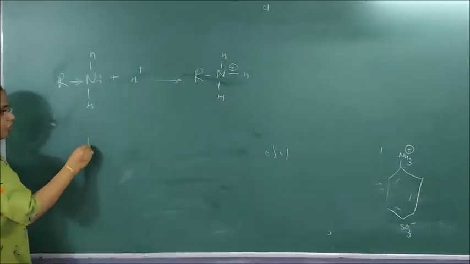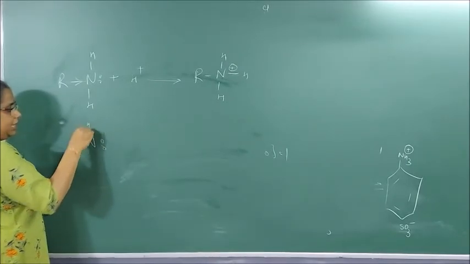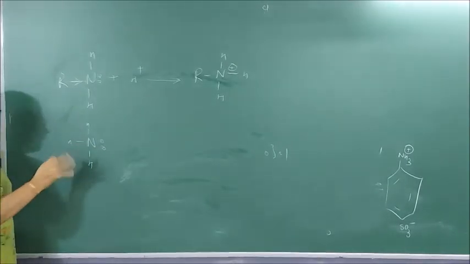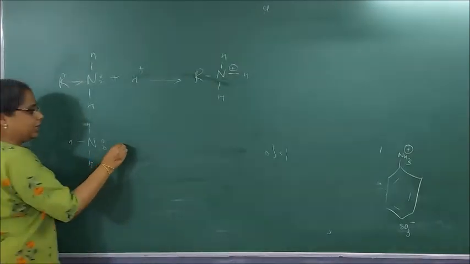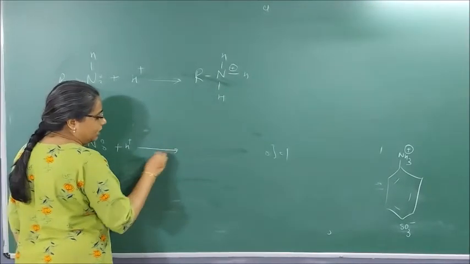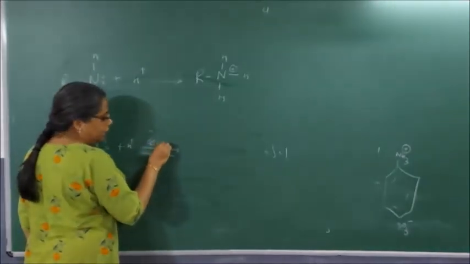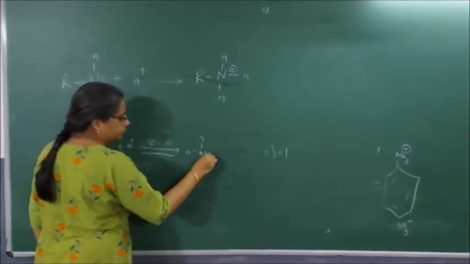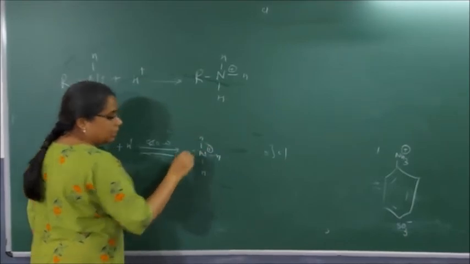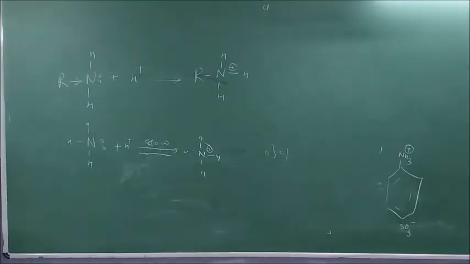But in case of ammonia, which is NH3, there is no alkyl group or there is no electron releasing group. So when it reacts with H plus, the reaction is slow and it forms NH4 plus. Is it clear? Why are alkyl amines stronger than ammonia?